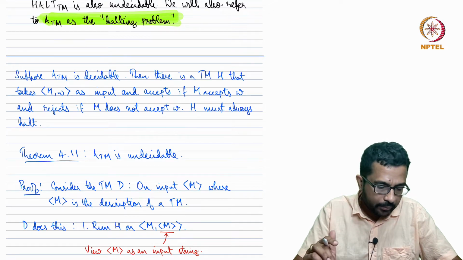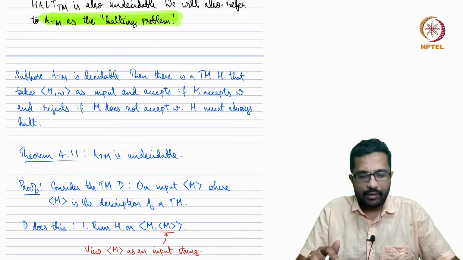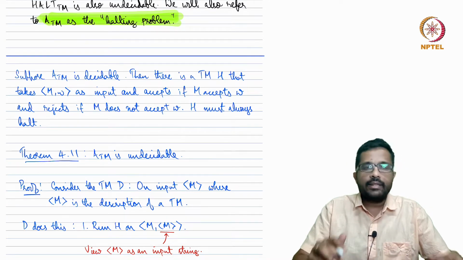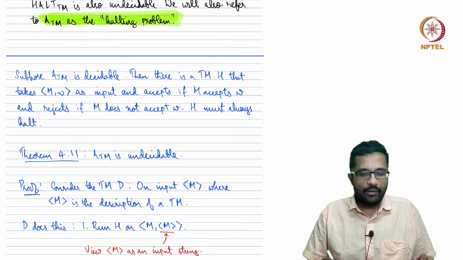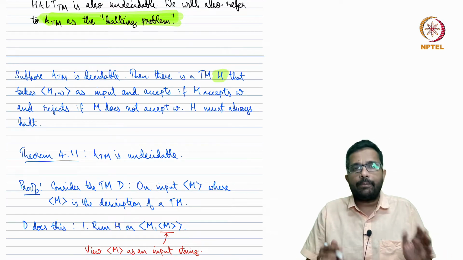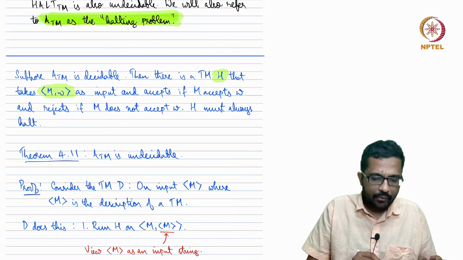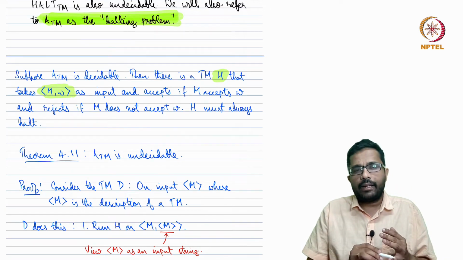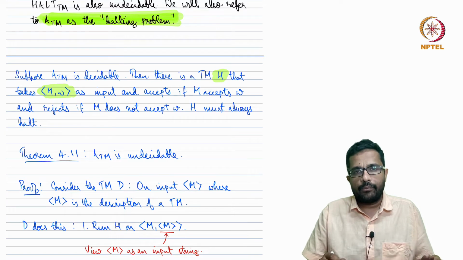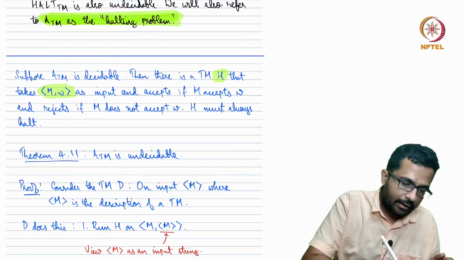We'll assume that ATM is decidable and derive a contradiction. If it is decidable, there is a decider for ATM. So let H be the decider, which means it takes a pair M, W as input. H accepts the pair M, W if M accepts W, and rejects the pair M, W if M does not accept W.